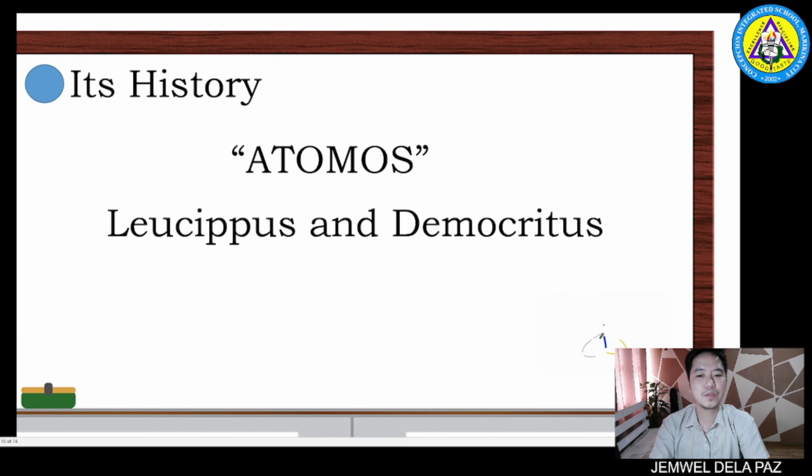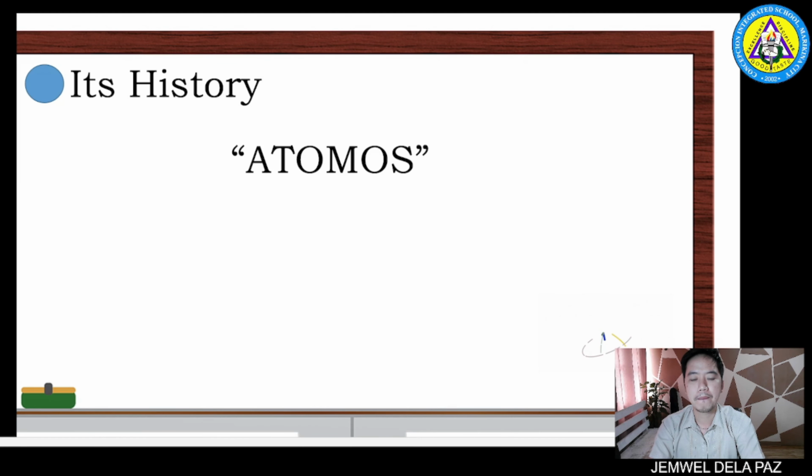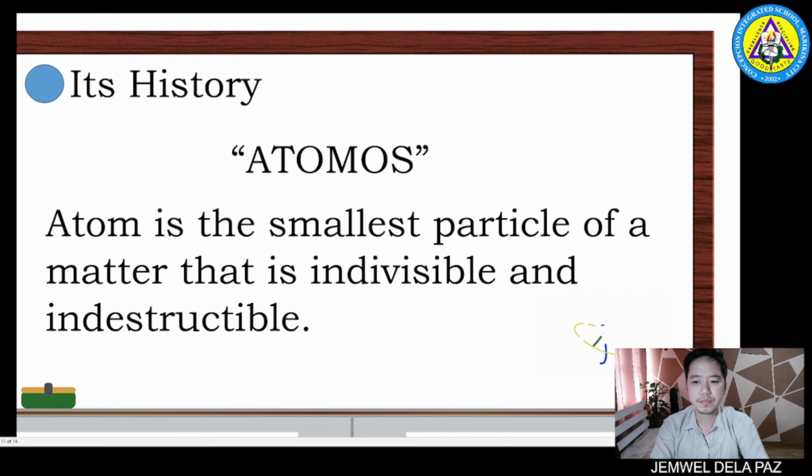You will come up to a point that you can no longer divide a matter, and that's what they call it, atomos. Atom is the smallest particle of a matter that is indivisible and indestructible. Indivisible meaning you can no longer divide it anymore and you cannot disrupt it to make smaller parts. That is what an atom is.